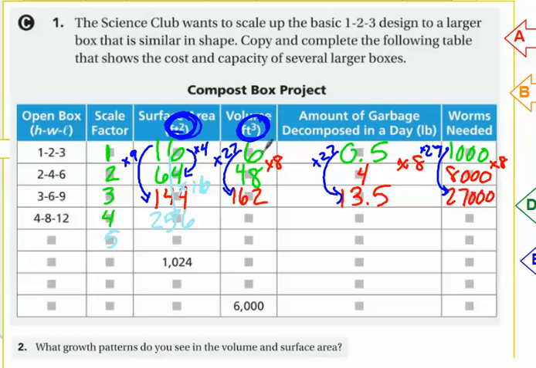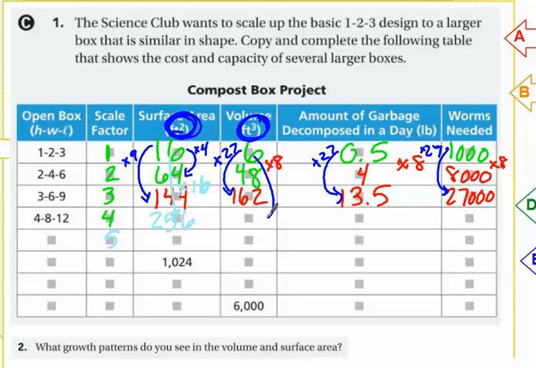So I multiplied 6 by 8 to get to 48. My scale factor was 2. If I cube 2, that is 2 times 2 times 2. That gives me 8. For the next one, my scale factor was 3. 3 times 3 times 3 is 27. So I take that volume, multiply it by scale factor cubed to get here.